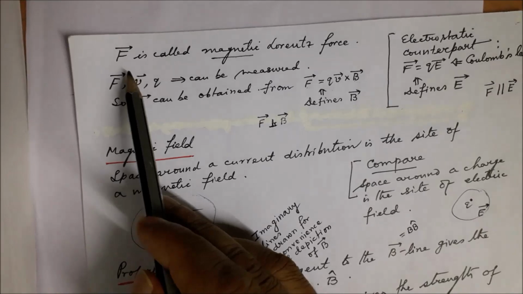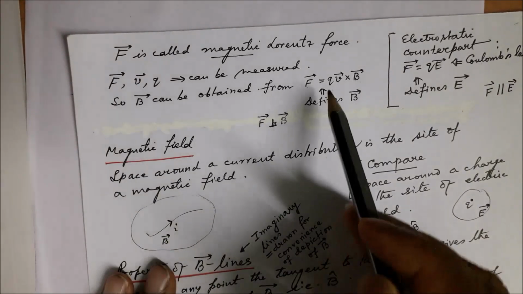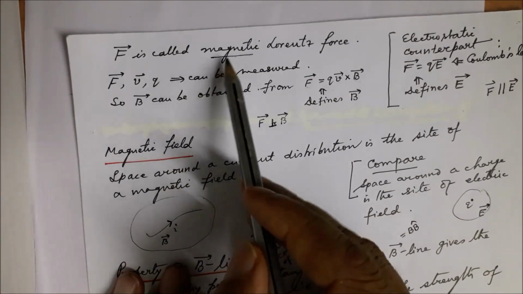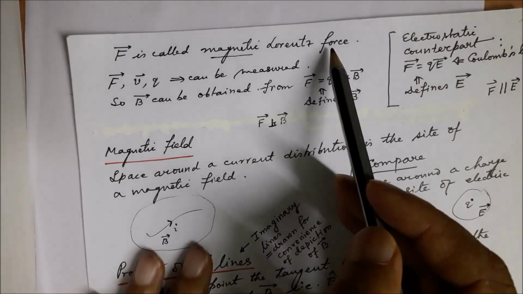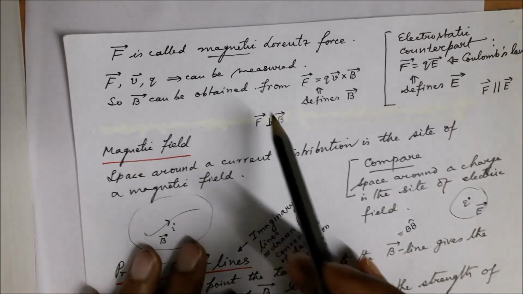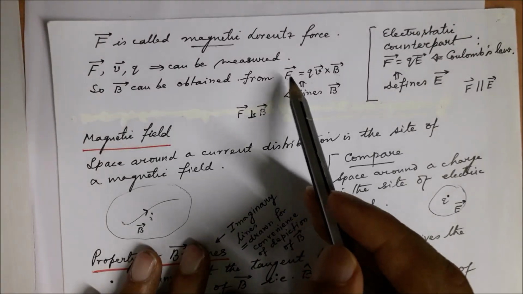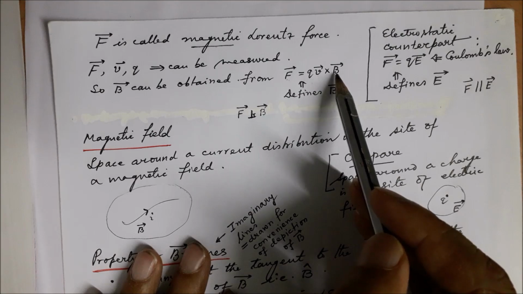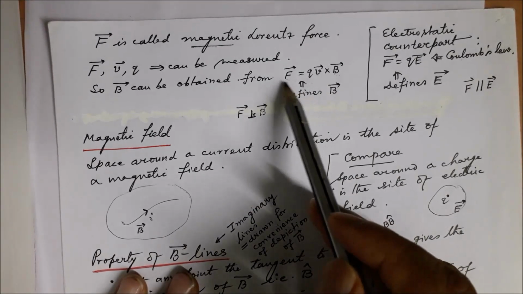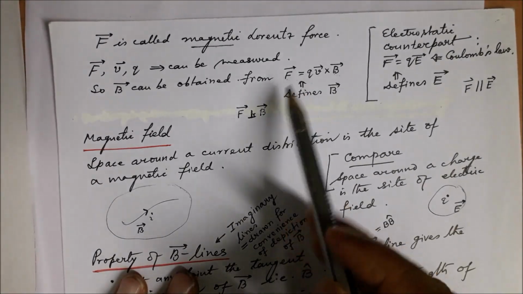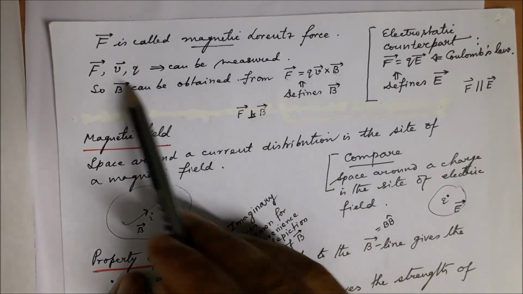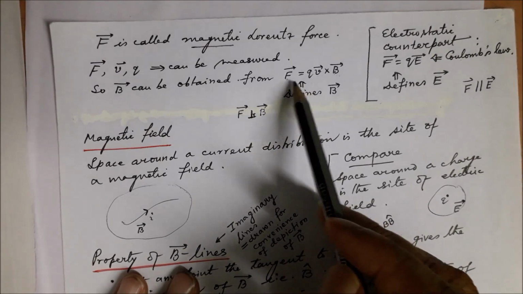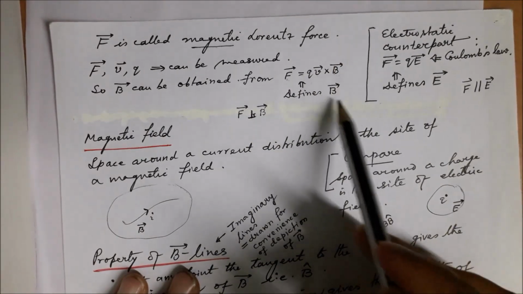The vector F that appears in Lorentz force equation is called magnetic Lorentz force, because this F is created due to the magnetic induction. In this equation, if the quantities F, V and Q are measured, then one can easily find the value of magnetic induction.